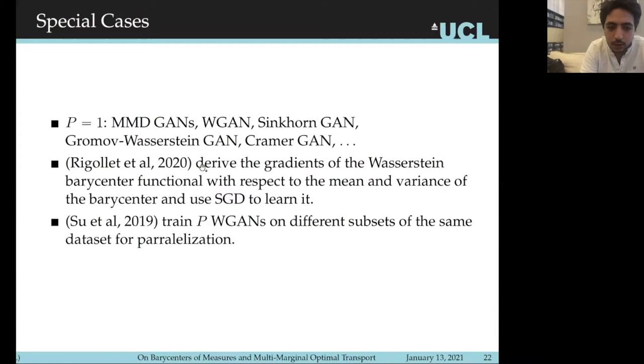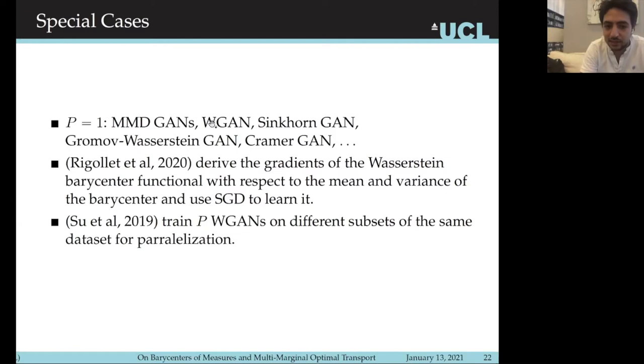Then another special case is Rigollet et al., which do what we do in the case of Gaussians. So they basically learn the mean and covariance of the barycenter of Gaussians using SGD. And there is a third example, which is Su et al., 2019, which train p Wasserstein GANs on different subsets of the same data with the goal of doing parallelization. And then they have a sort of barycenter of Wasserstein GANs, but it's more like training a single GAN because you're targeting the same data distribution basically.